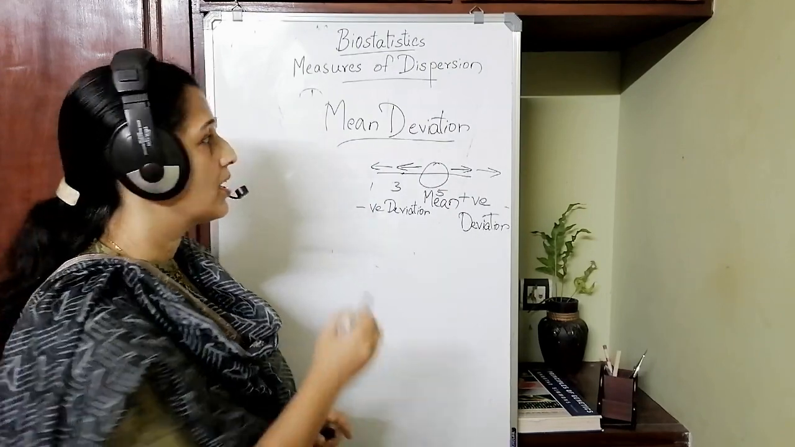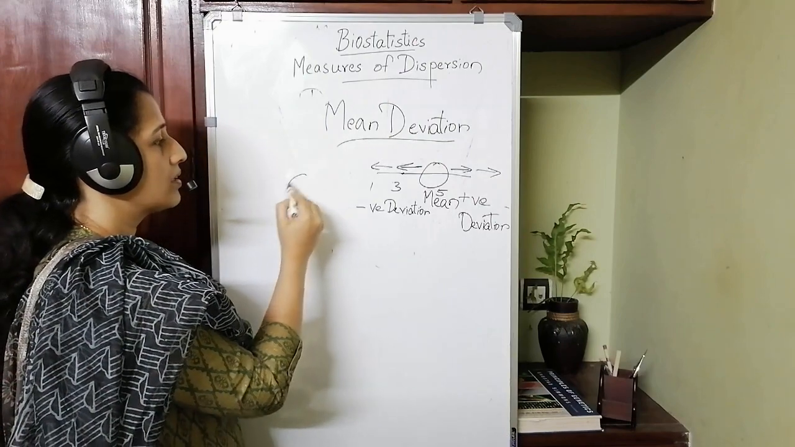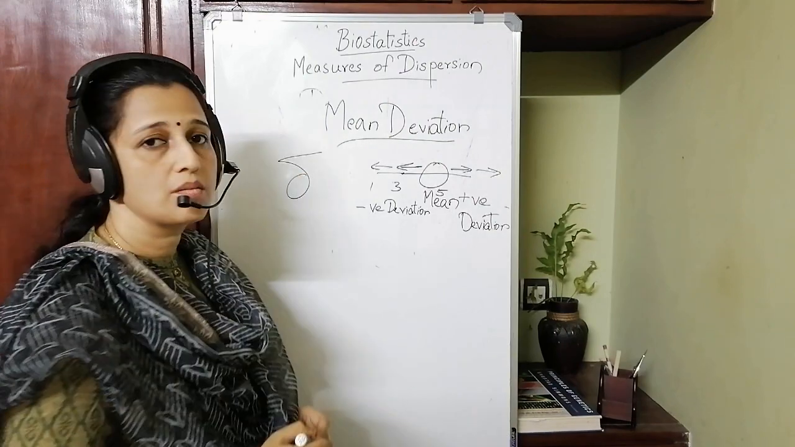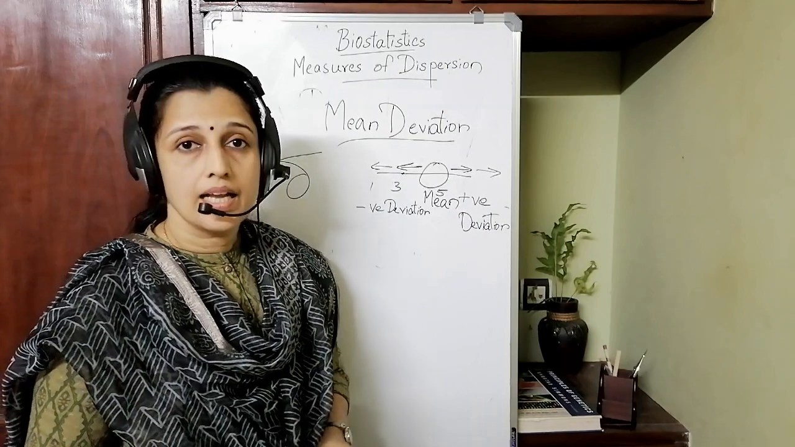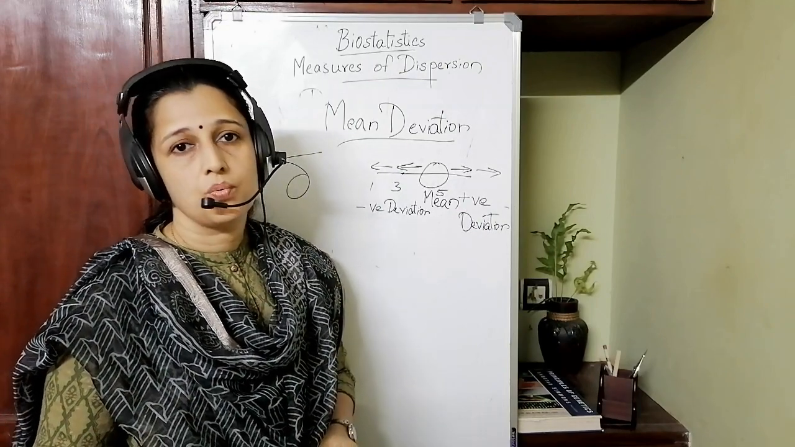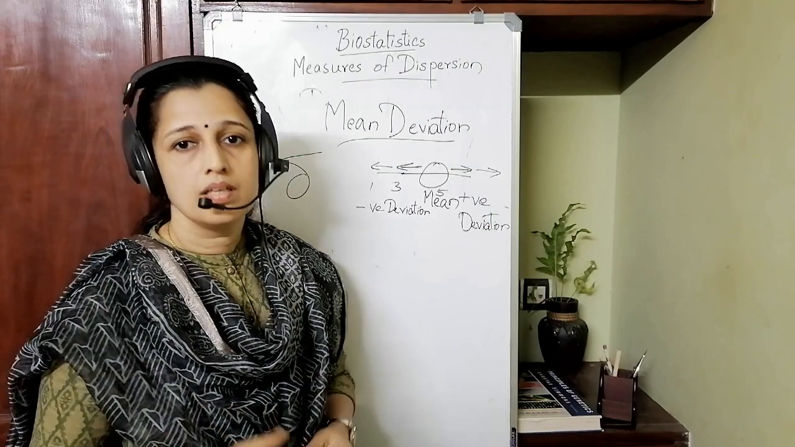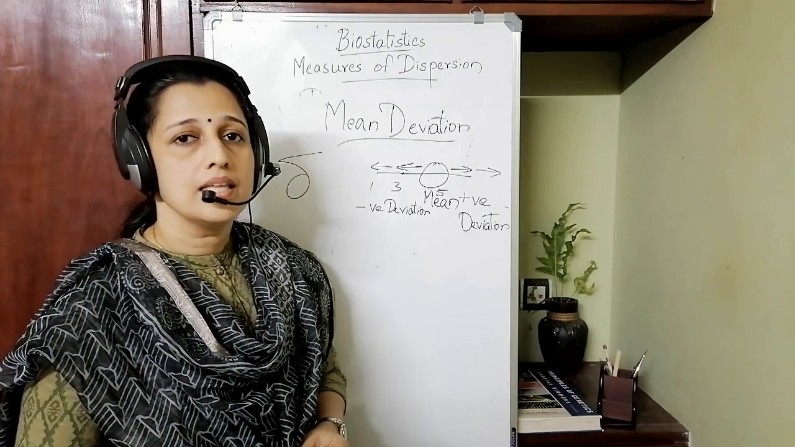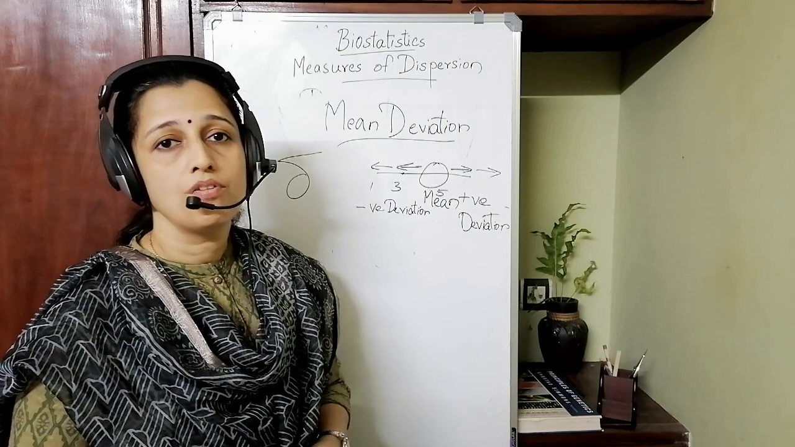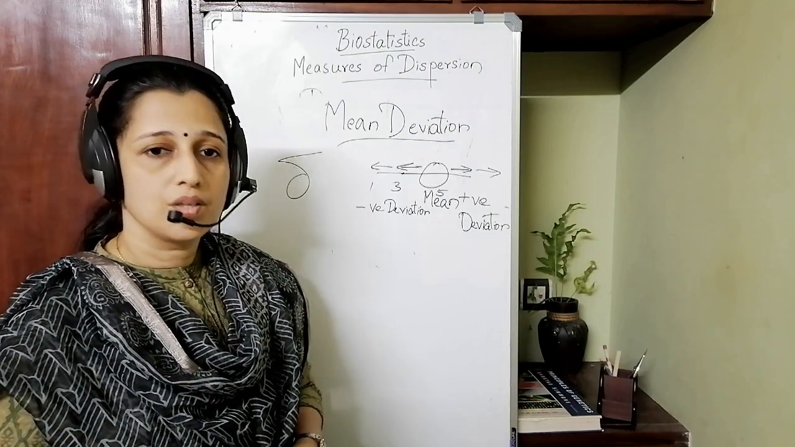And mean deviation is denoted by delta. Mean deviation is denoted by delta. And now let's see the equations for deviation. First, let's see how we calculate the mean deviation of ungrouped data or individual series.